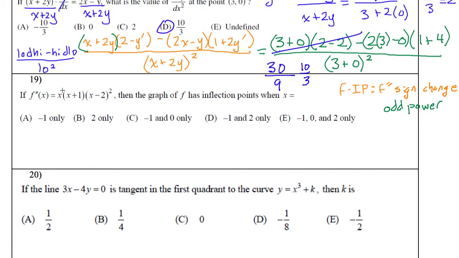This is in factored form. This has an odd power. This has an odd power. This has an even power, which means this will not give us an inflection point. The only inflection points are at this, which is 0, and this, which is -1. So 0 and -1 only is the correct answer, C.